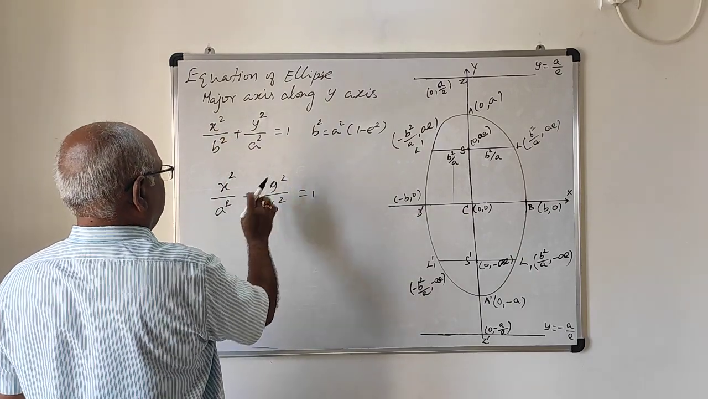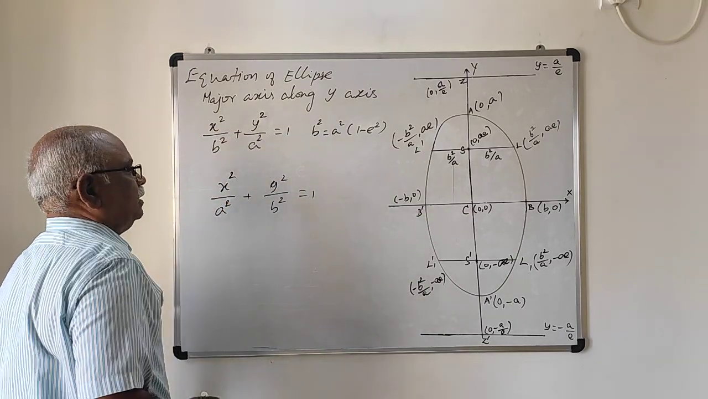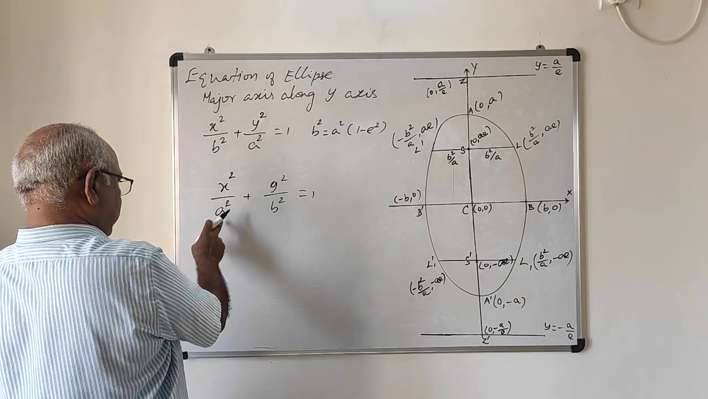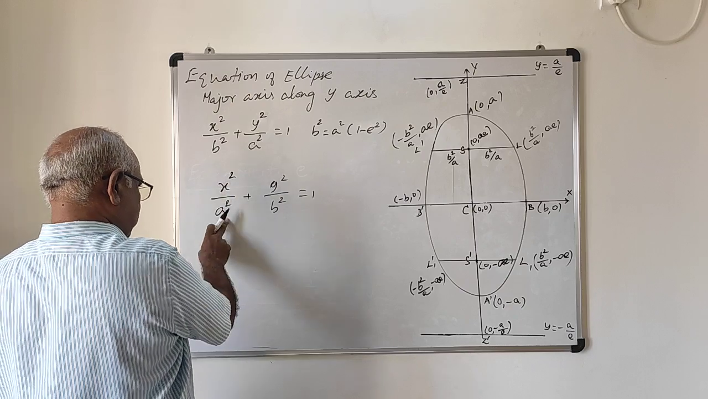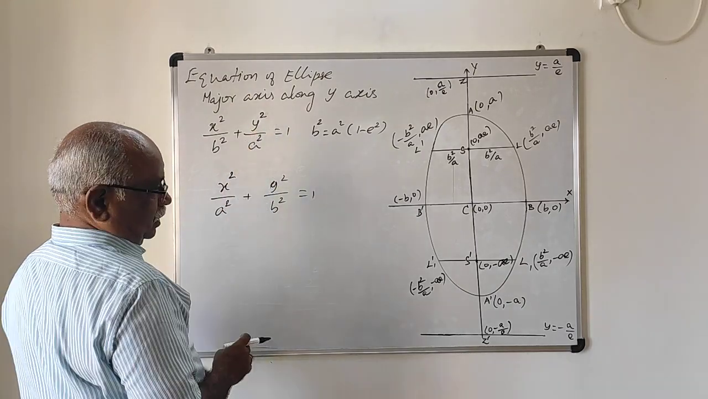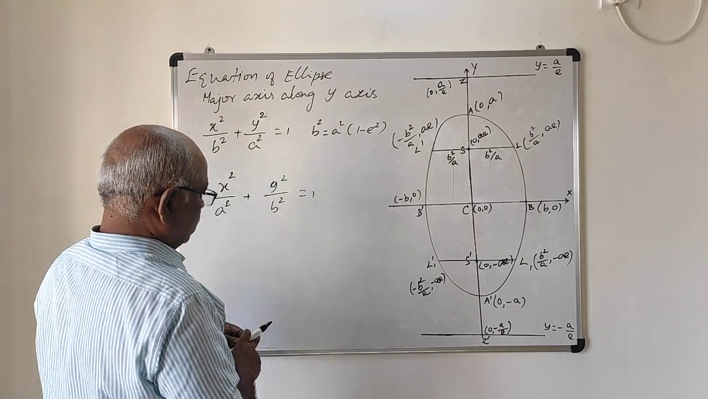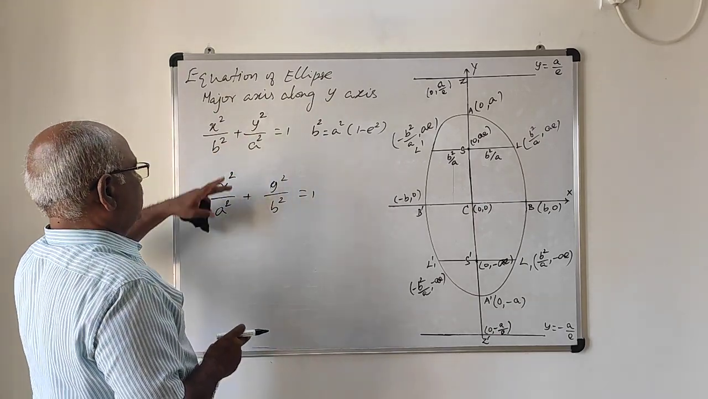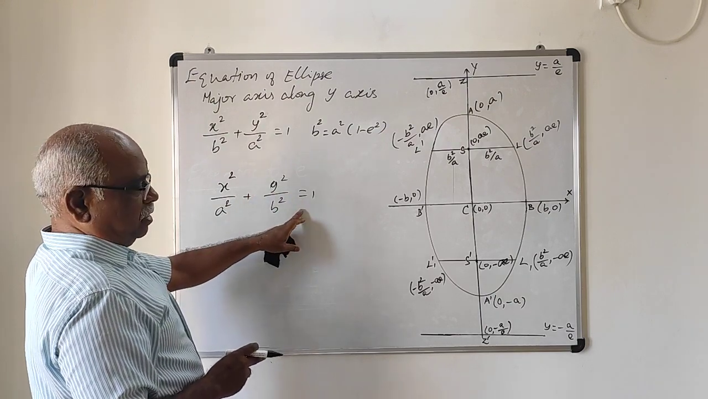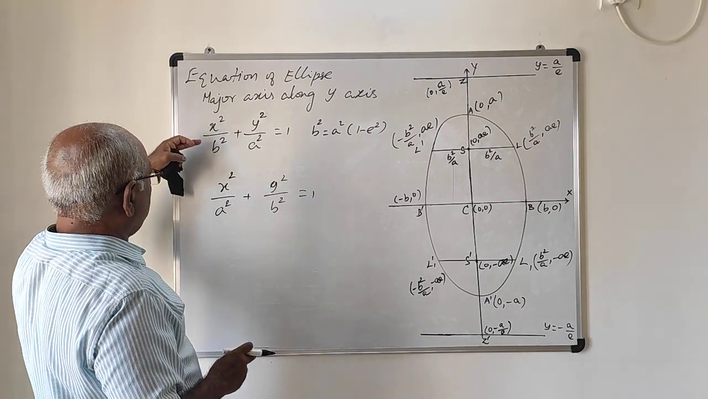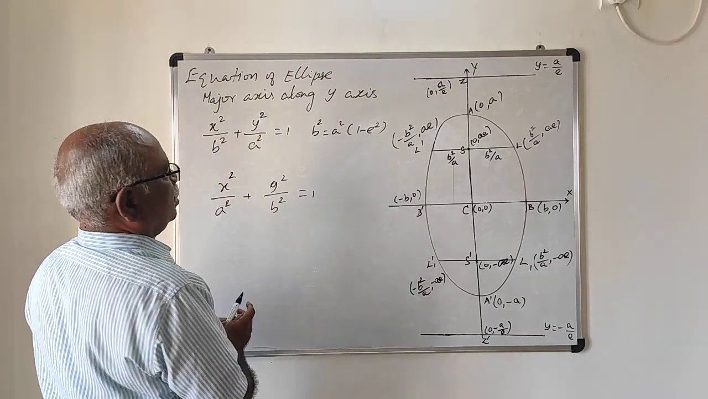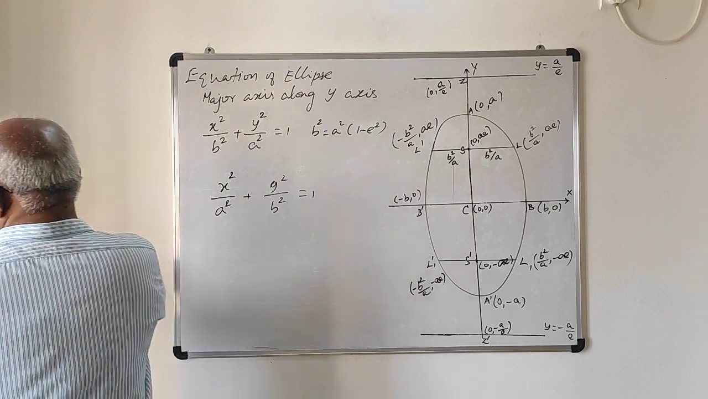If the major axis is along the y-axis, you will get x square by b square. If the major axis is along the x-axis, you will get x square by a square. Here, a square is below the y square because it is along the y-axis. So this is the difference. The equation along the x-axis is x square by a square plus y square by b square equal to 1, whereas the equation along the y-axis is x square by b square plus y square by a square equal to 1. The relation b square equal to a square into 1 minus e square is the same.